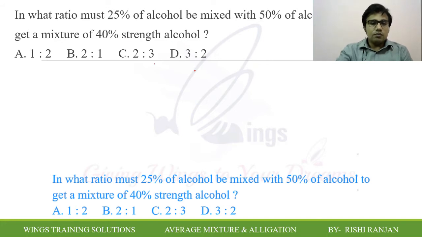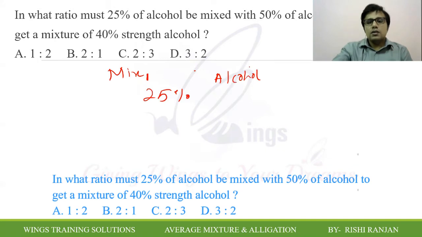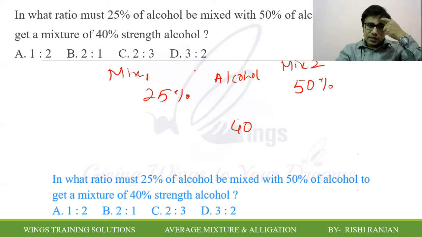Okay, mixture 1, 25% concentration alcohol. I'm taking the concentration of alcohol here, right? Okay, mixture 2, 50% alcohol. After mixing them together, we are getting 40% here. Okay, now what do we do?